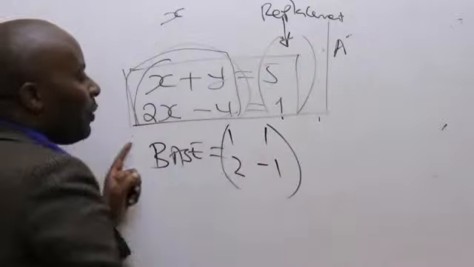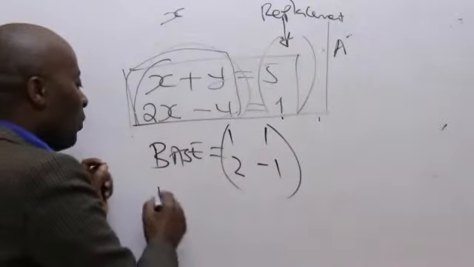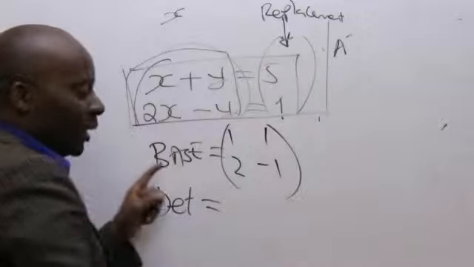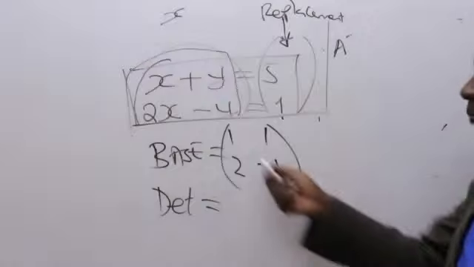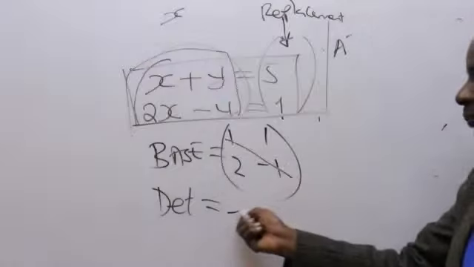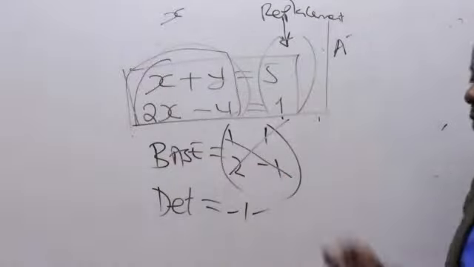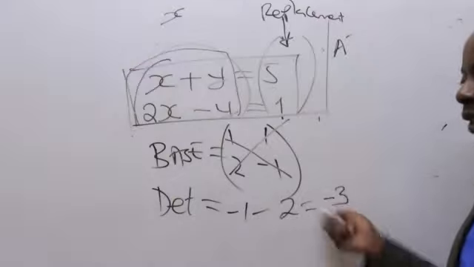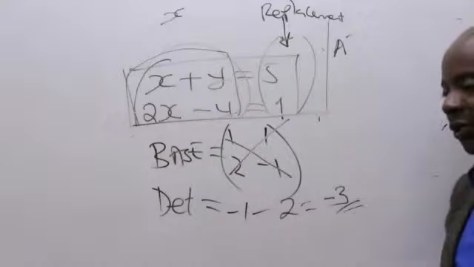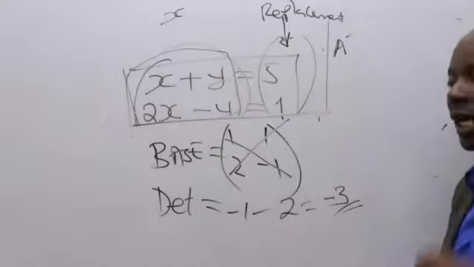So having given me the base matrix, I will very easily give you the determinant. Determinant will be product of primary diagonal, which is minus 1, minus product of secondary diagonal. If you take 2 times 1, that gives me 2. That is how I was able to get minus 3.